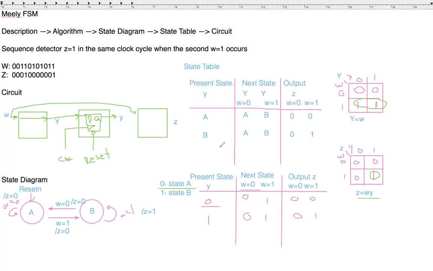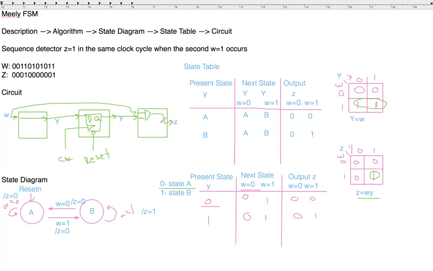And now we're going to look at our equations here. So Z equals W and Y. We have our W coming in here, and we need our Y. So we're going to have these two. It looks like an AND gate, ANDing them together, and we've got our Z. Okay, hopefully that makes sense. That is your circuit diagram here.